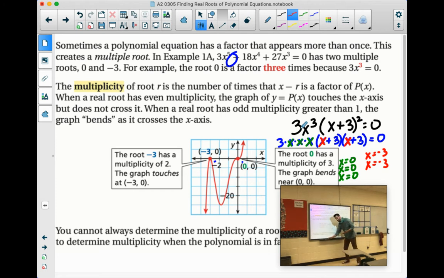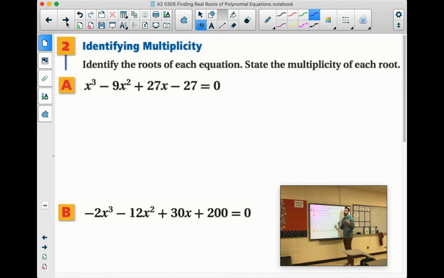But the multiplicity, you can see over here, this x equals 0, x equals 0, x equals 0. That means 0 has a multiplicity of 3 factors of 0. This x equals -3 is in there twice, so it has a multiplicity of 2. So factor it, and then if stuff repeats, you say it has a multiplicity.